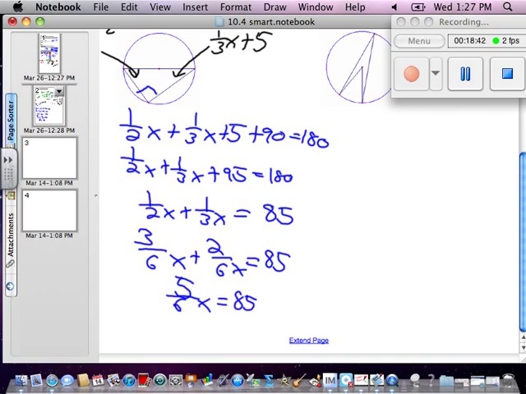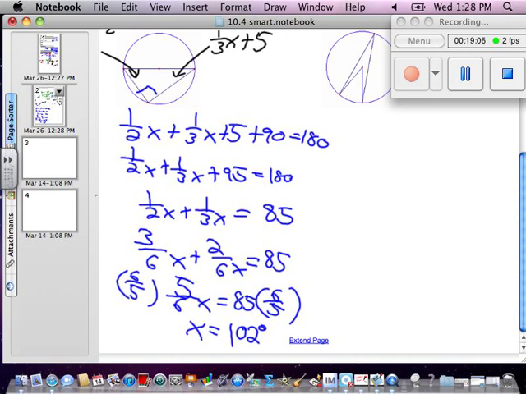So how do I get rid of a fraction? I multiply by the reciprocal. Okay, can somebody do 85 times 6 divided by 5 for me? You should get 5/6 x equals 85, so x equals 85 times 6 divided by 5. You should get 102 degrees.